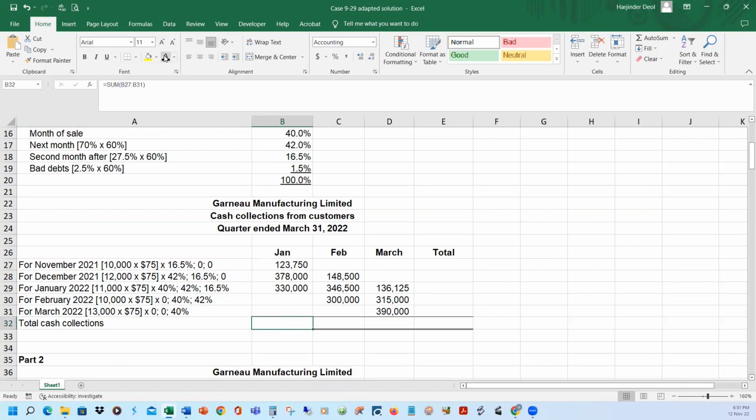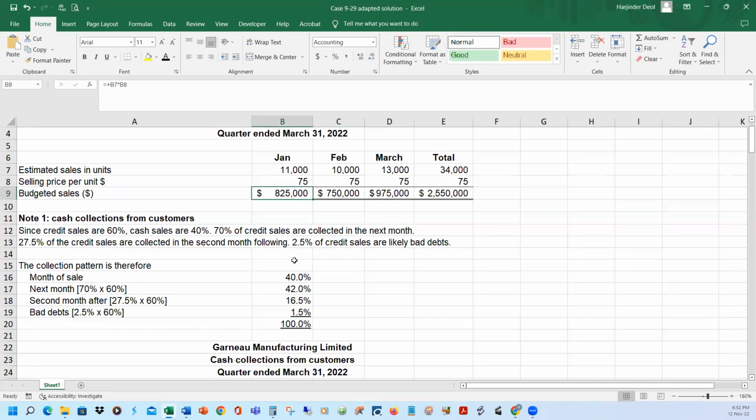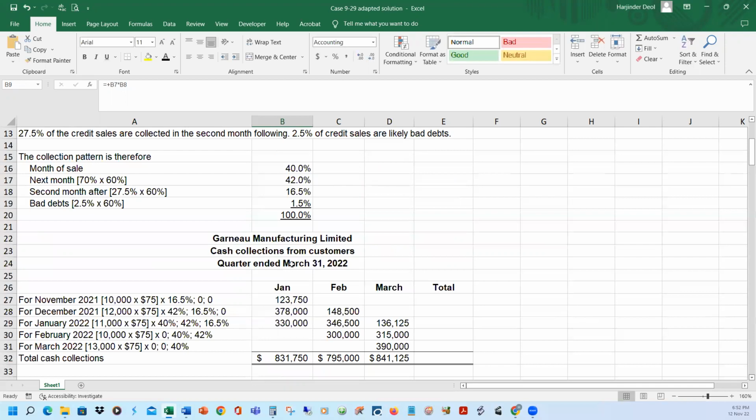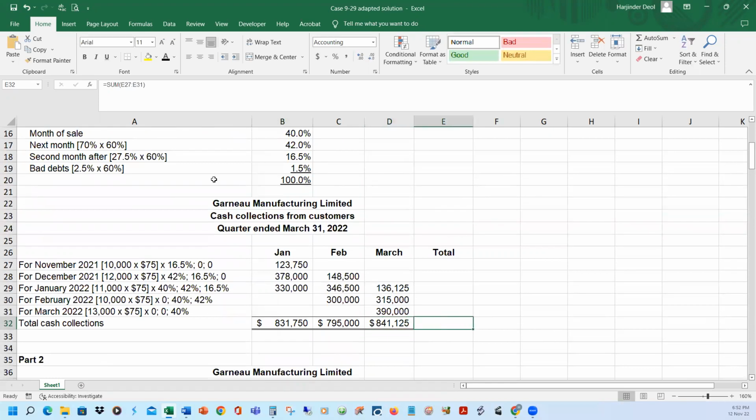Now, if we add these up vertically, we get the amounts that were collected in each month. So in the month of January, we expect to collect 831,750. It's not the same thing as the sales for January. The collection pattern means that we don't collect the same amount in dollars or cash. In February, we're expecting to collect 795,000. And in March, we expect to collect 841,125. The total collected is 2,467,805, and that should correspond to the sum of these monthly amounts.